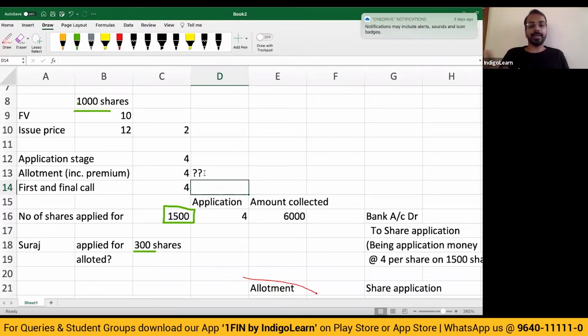See, correct, incorrect entry, don't worry. Please make an attempt. Please type the entry or please speak out the entry for allotment where we have allotted 1000 shares. 4 rupees is due on allotment. Out of that, 2 rupees is premium. With amount. Entry everyone will write. Amount.